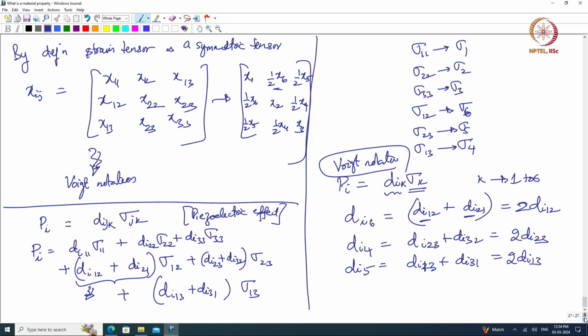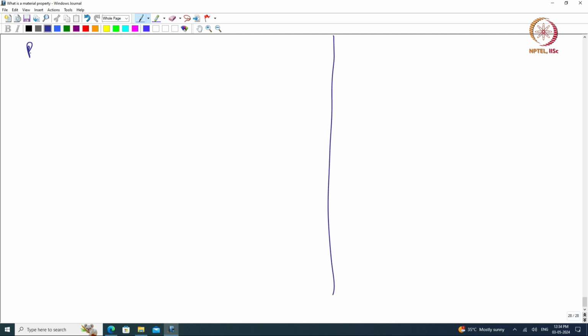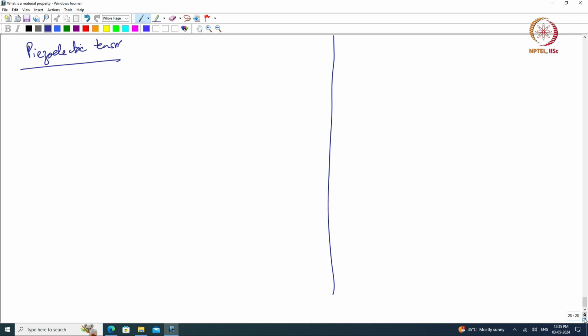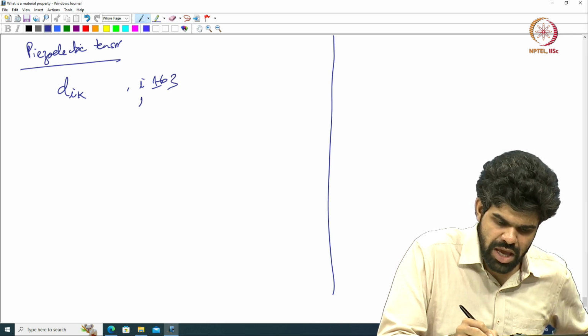So, in general, the piezoelectric tensor in Voigt notation, let me finish by saying, if I have these sort of definitions, from the Voigt point of view d_i1 is just d_i11, d_i2 is just d_i22, and d_i3 is just d_i33. i goes from 1 to 3, but k can go from 1 to 6, right. So, that is my Voigt notation. So, in general, the piezoelectric coefficient can be written as d_ik, where i goes from 1 to 3 and k goes from 1 to 6.